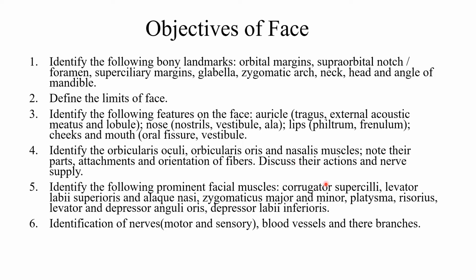Then we'll be doing the basic important major muscles. We will be seeing and discussing their actions and the nerve supply, considering the orbicularis oculi, orbicularis oris, and nasalis muscle. And then we'll be seeing the prominent facial muscles, that is the corrugator supercilii, levator labii superioris, and levator labii superioris alaeque nasi, zygomatic major and minor, platysma, risorius, levator and depressor anguli oris, depressor labii inferioris, and then we'll see the identification of neurovascular structures which are present in the region of the face.